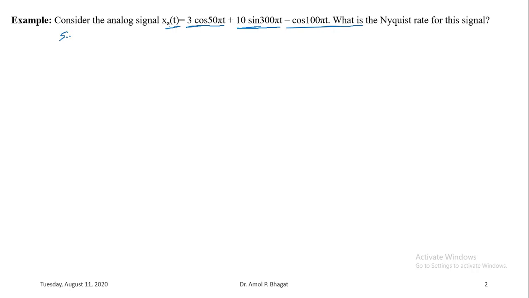We'll try to identify the sampling frequency Fs for this given analog signal, as well as we'll try to identify the discrete time signal, that is x of n, from this analog signal x of t.